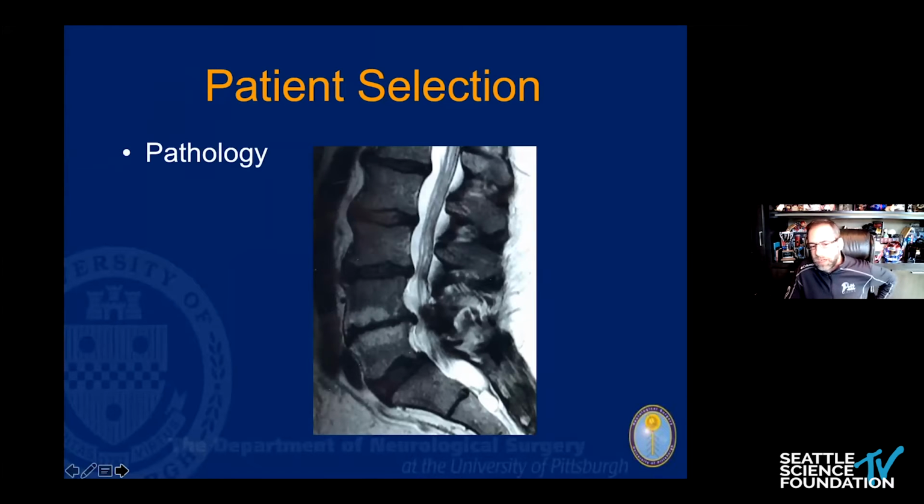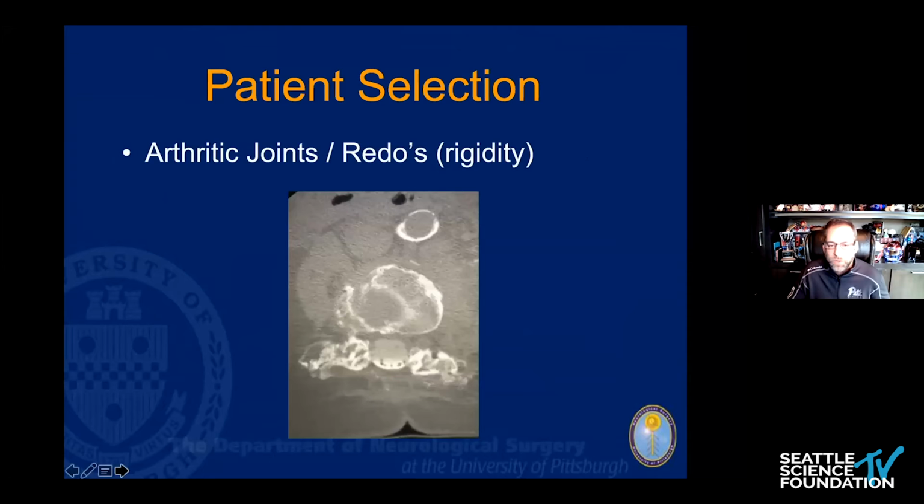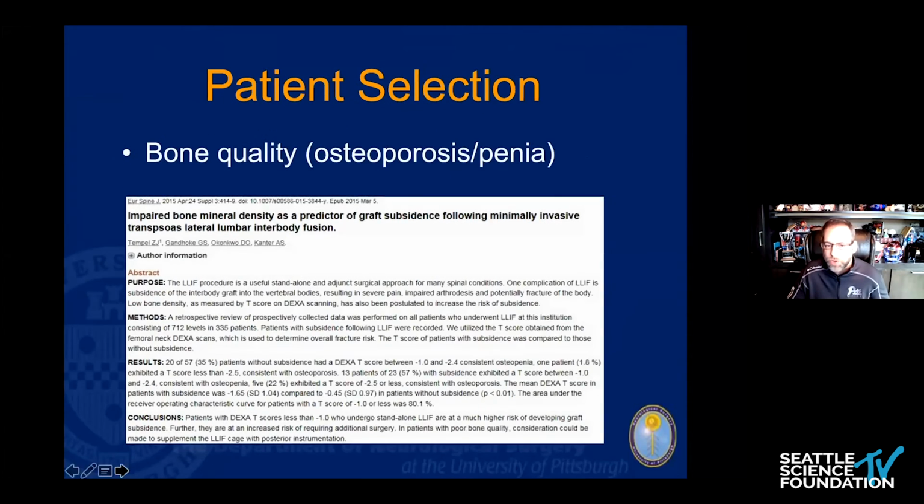So understanding the pathology itself, patients that have collapsed disc spaces with anterior kinking of the ligament are going to do better than patients that have significant posterior ligamentum flavum hypertrophy and calcification and facet arthropathy, right? Those patients aren't going to do well with indirect decompression and ligamentotaxis. So understanding the pathology, again, arthritic joints: are these patients rigid? It's very difficult to open up patients that have severely arthritic joints. Sometimes you have to improve their flexibility with posterior osteotomies before you can get that stretch and indirect decompression.